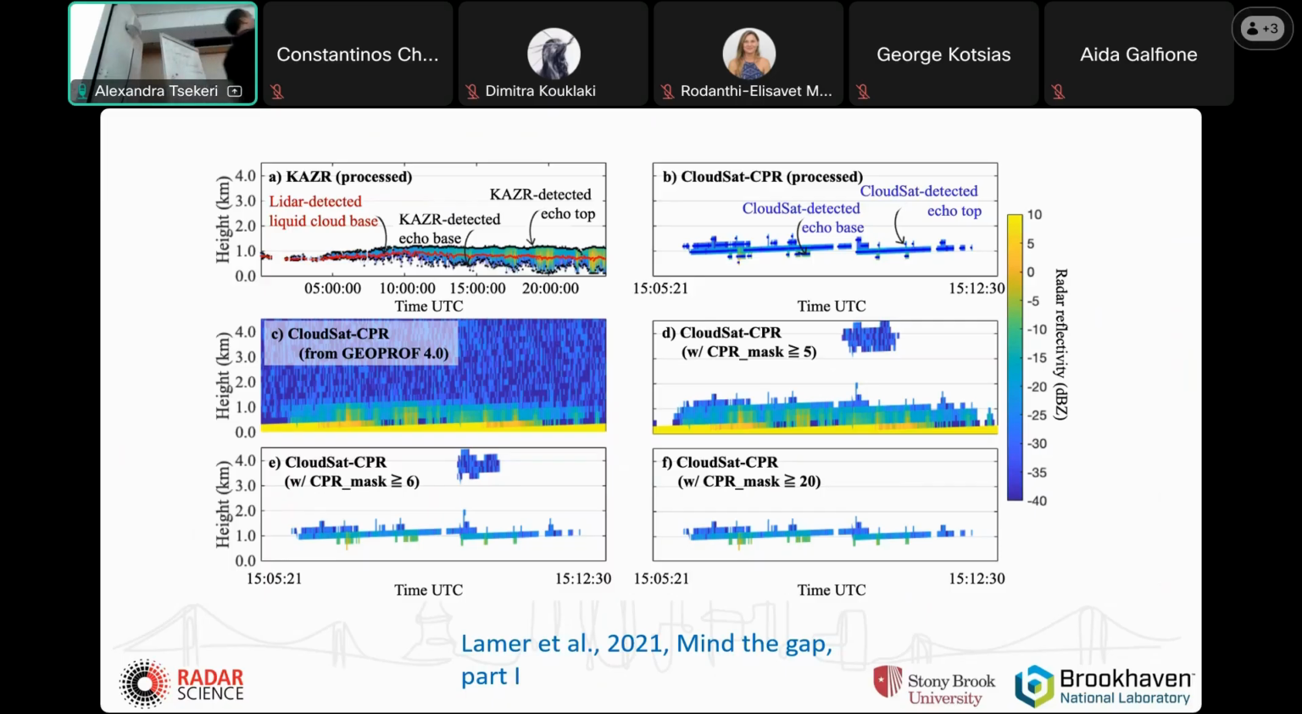So what do you think is the vertical resolution of EarthCARE? Anybody know? Lucas, what's the vertical resolution of EarthCARE? Around 100 meters. That's a different thing. That's the sampling. Yeah, okay.